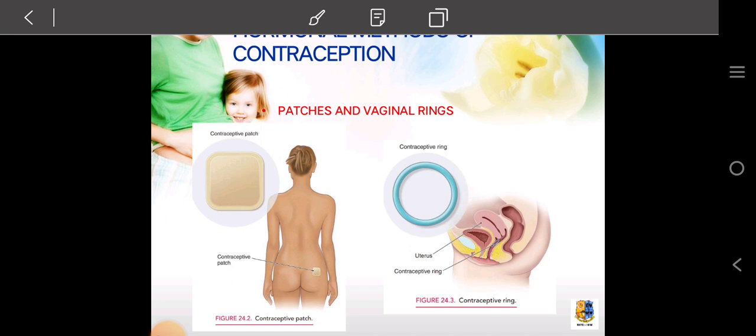The contraceptive vaginal ring releases a sustained amount of synthetic estrogen and progestin daily. Comparable with oral contraceptives in efficacy, the ring is associated with greater compliance because of its once a month usage.